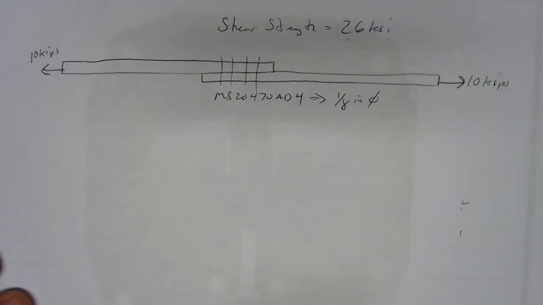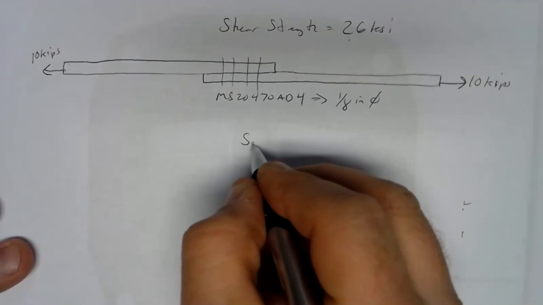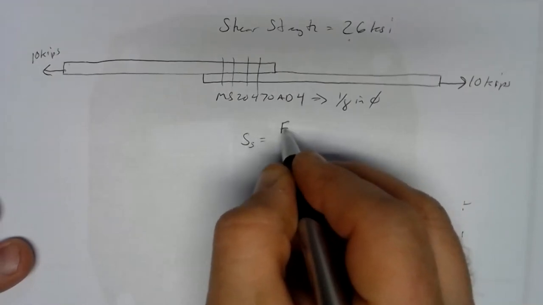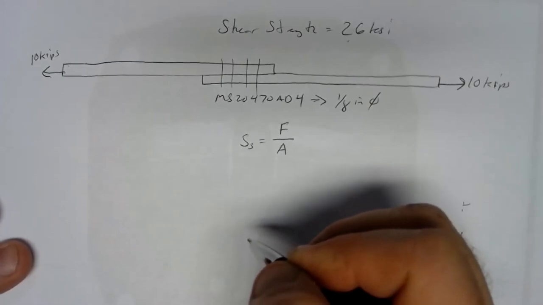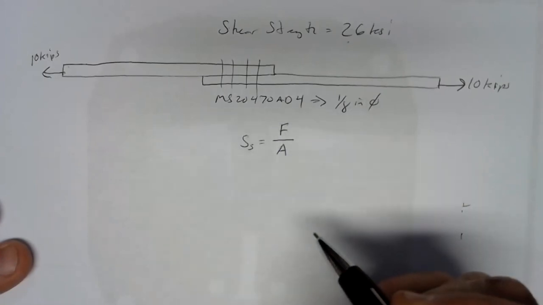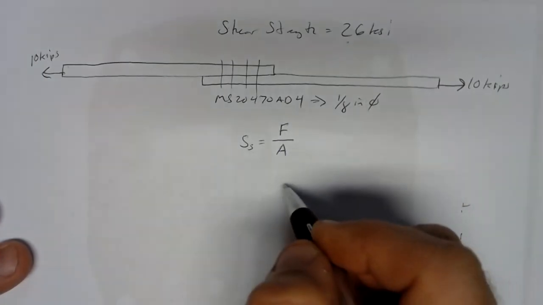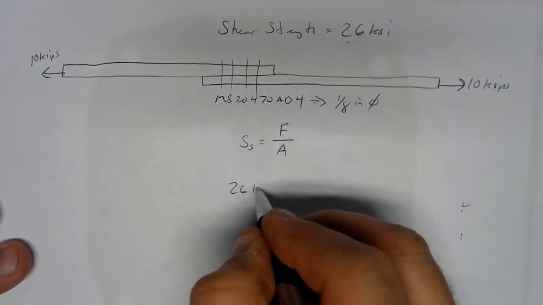So to figure it out, we just use the definition of shear strength. Shear strength is the applied force spread out over the area resisting that shear load. So if we want to put the material, this 2117 aluminum set of rivets, just on the edge of shear, our shear strength needs to be 26 KSI.